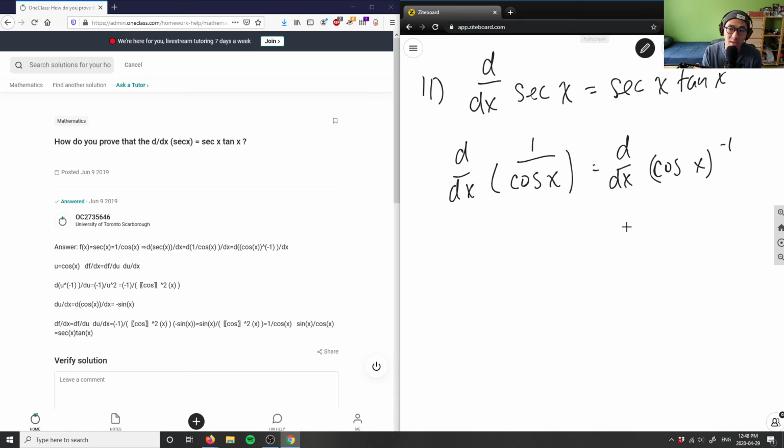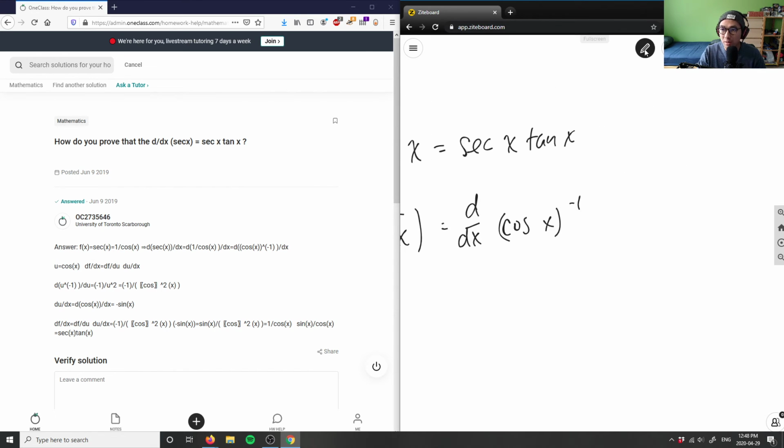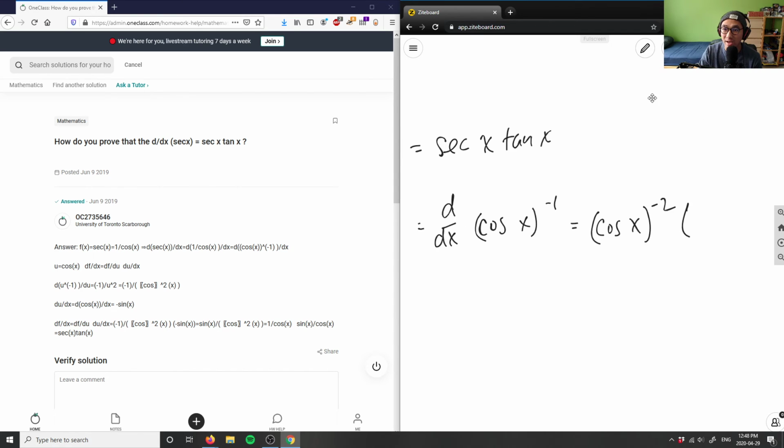And what we can do now is use our derivative rules. We can do the power rule to this, right? So if I'm taking the derivative of cosine x to the power of -1, I would take my power and subtract 1 from it. So this is cos x to the power of -2, times the derivative of the inside, which is, the derivative of cos x is negative sine x, right?